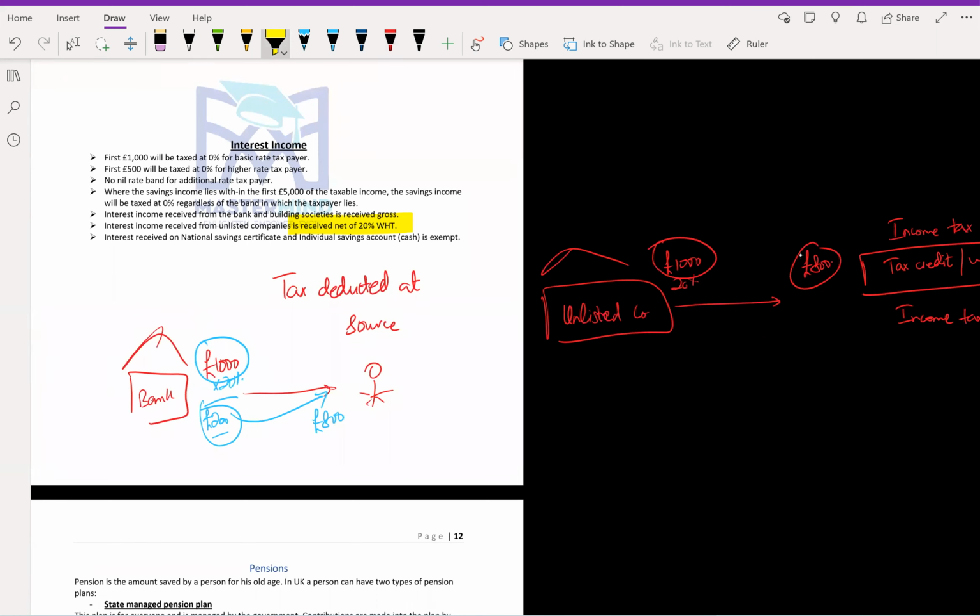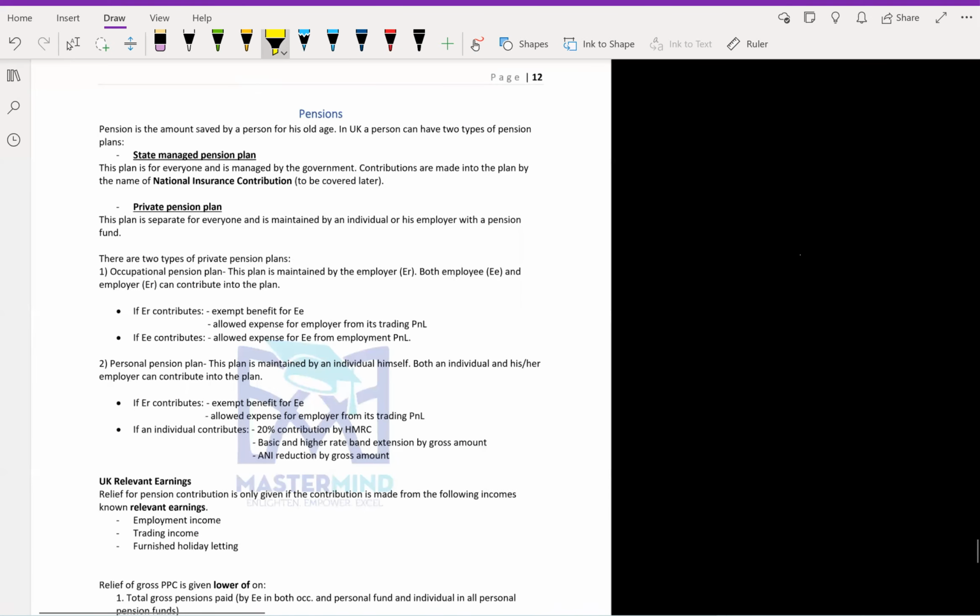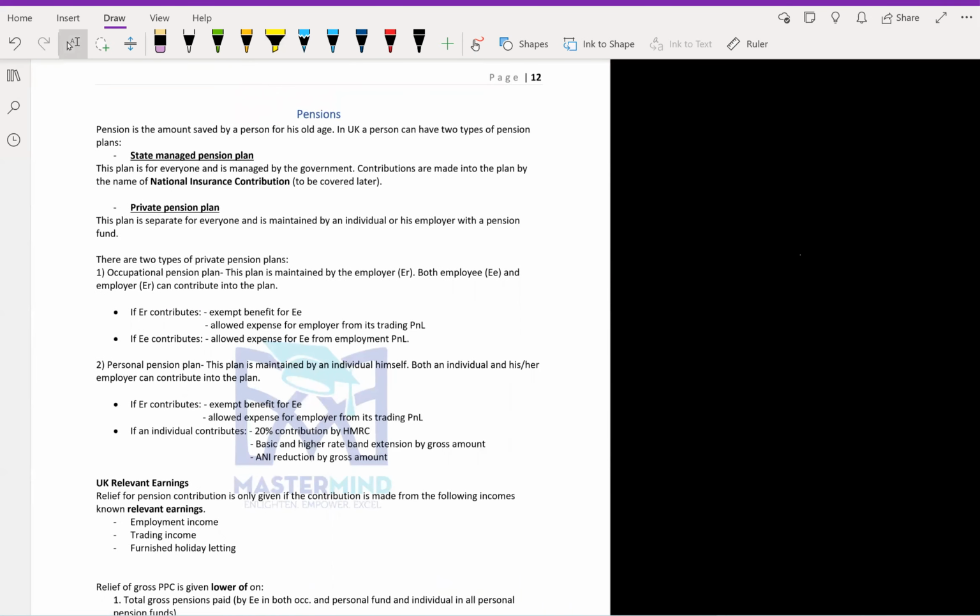Now, coming to the topic of pensions, extremely important. There are a few things that we'll be learning in the pensions topic, so please focus. See, there's one thing we discussed. We said that when we talk about pensions, what exactly that is.